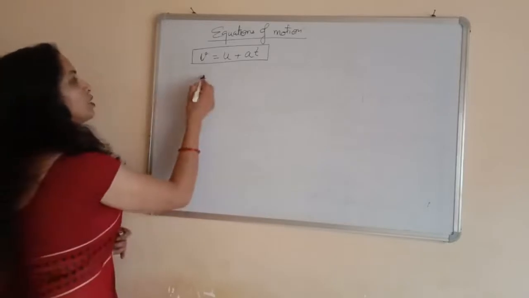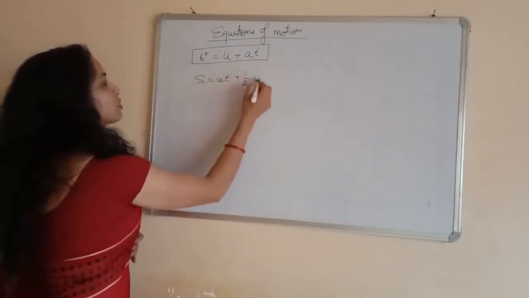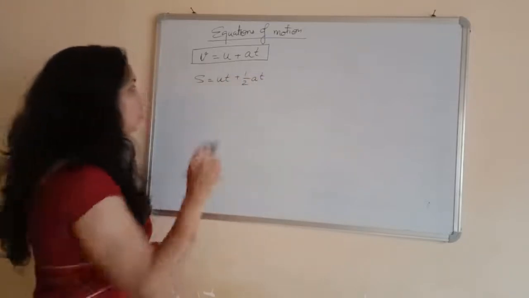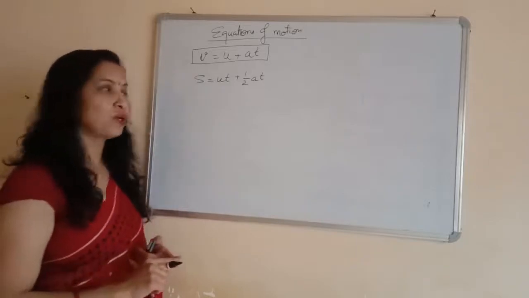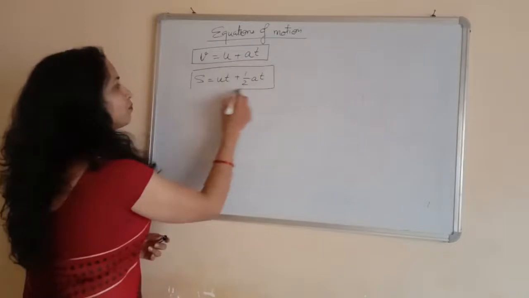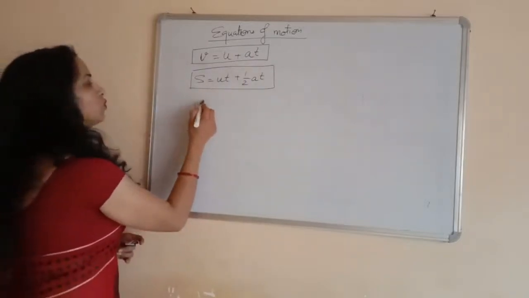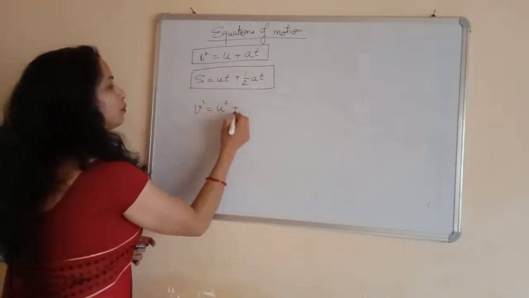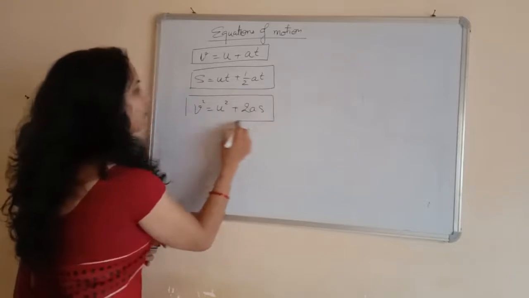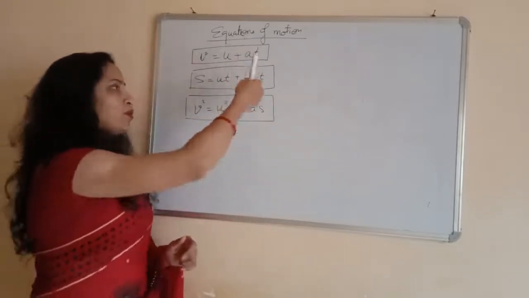Second equation of motion is s is equal to ut plus half at square. And what is s here? S is the displacement, u is the initial velocity, t is the time, and a is the acceleration. This is the second equation of motion. Okay. And the third equation of motion is v square is equal to u square plus 2as. Now today I will explain you how you will do different numericals by using these equations of motion.